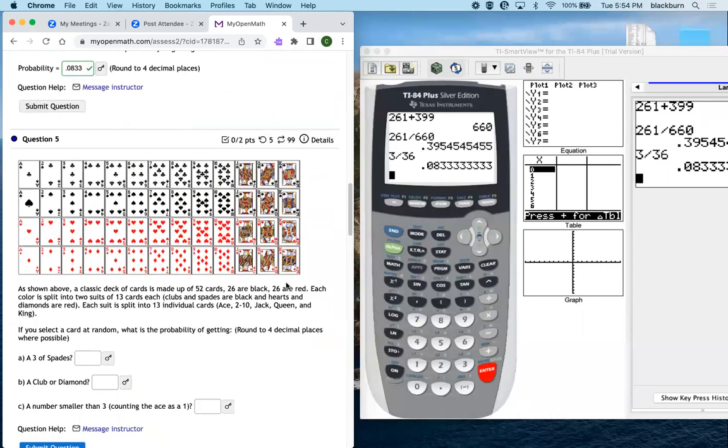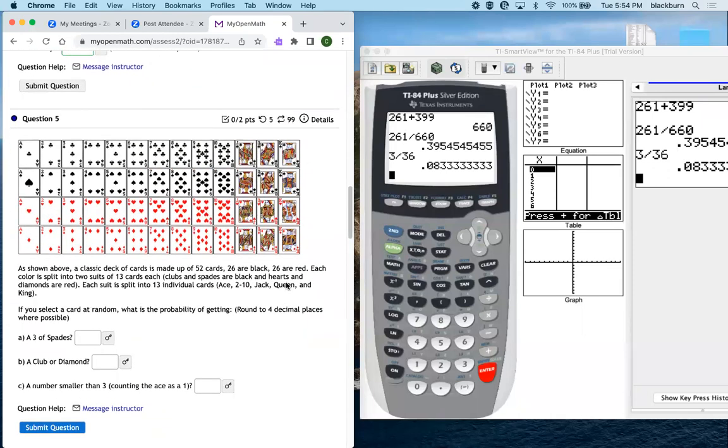Card problem. As shown above, a classic deck of cards is made up of 52 cards, 26 black, 26 red. Each color is split into 2 suits of 13 cards each. Clubs and spades are black, and hearts and diamonds are red. Each suit is split into 13 individual cards, the ace, the 2 through 10, and the jack, queen, and king. Jacks, queens, and kings are considered face cards.